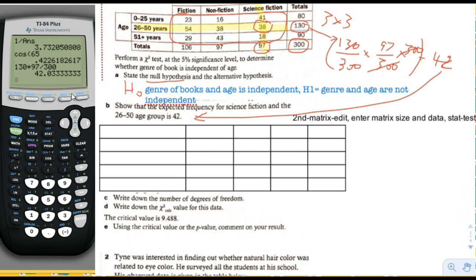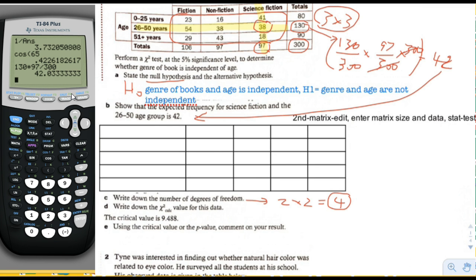Then we'll go down here. It says write down the number of degrees of freedom. Remember degrees of freedom? Degrees of freedom can be calculated by reducing the number of rows and number of columns by 1 each, and then you end up with 2 by 2, and you multiply them together, you get 4. So the degrees of freedom is 4. Next, write down the chi-squared value for this data.